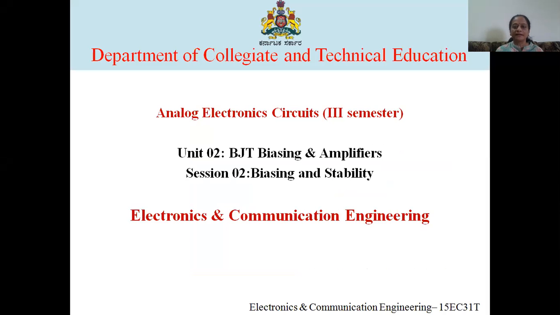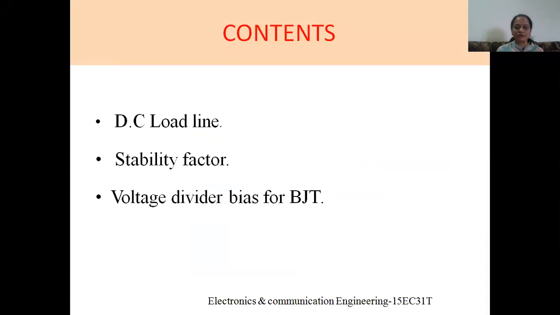Hello everyone. In this unit, I am going to discuss biasing and stability, which are the most important factors connected with amplifiers, which comes under Unit 2 of analog electronic circuits. Unit 2: BJT biasing and amplifiers, analog electronic circuits. So let's see what contents we are going to cover.